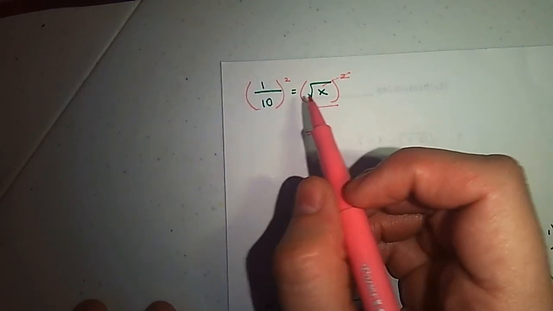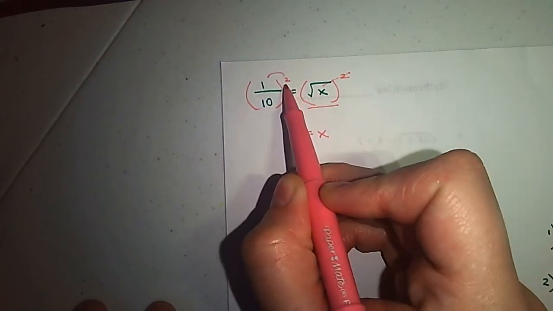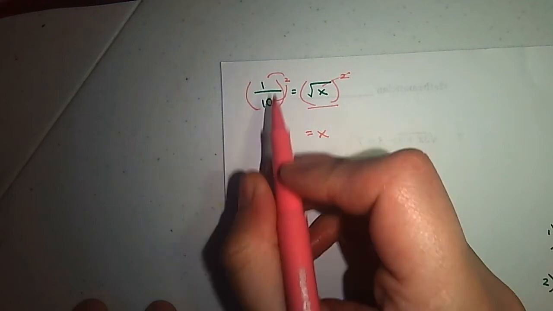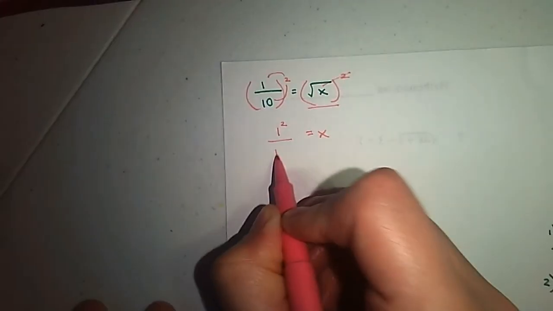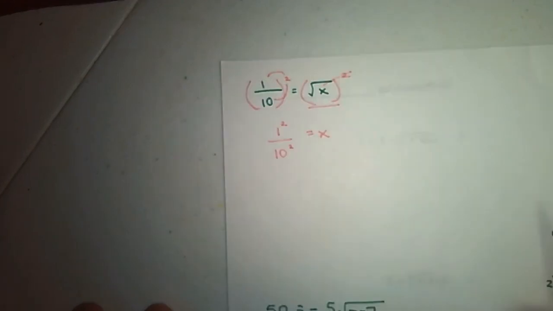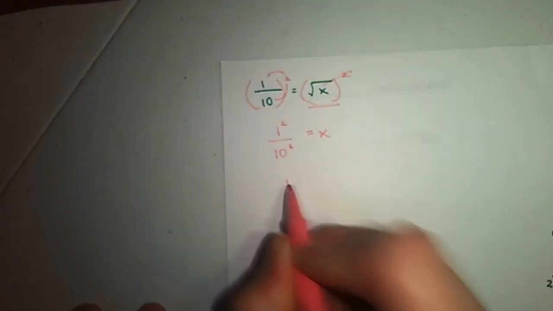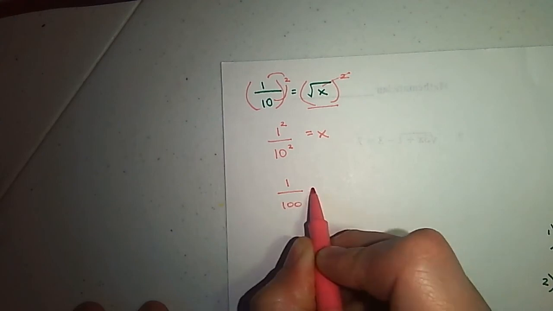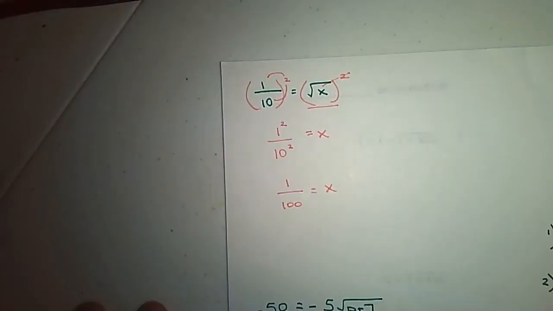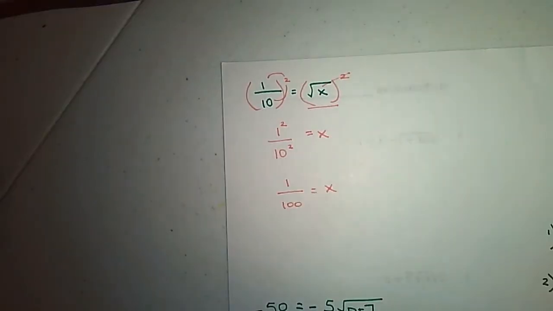And hopefully you guys remember when we did these exponent rules. Remember when we have something being divided like this, the exponent has to go to both the top and the bottom. So this is going to become 1 squared over 10 squared. And we can go ahead and clean that up too. 1 squared, 1 times 1 is 1, and 10 squared, 10 times 10 is going to give us 100. So our answer would be 1 over 100 equals x. Again, that's the only number that will work when we plug it in. Only solution.